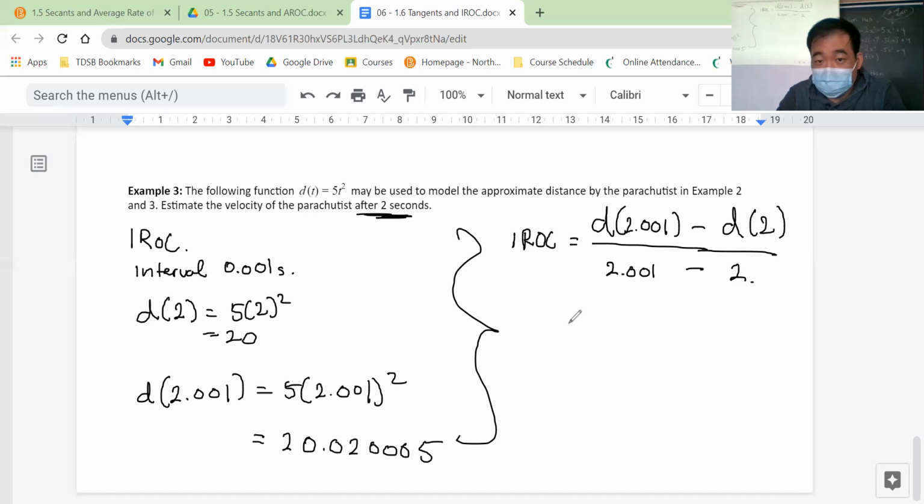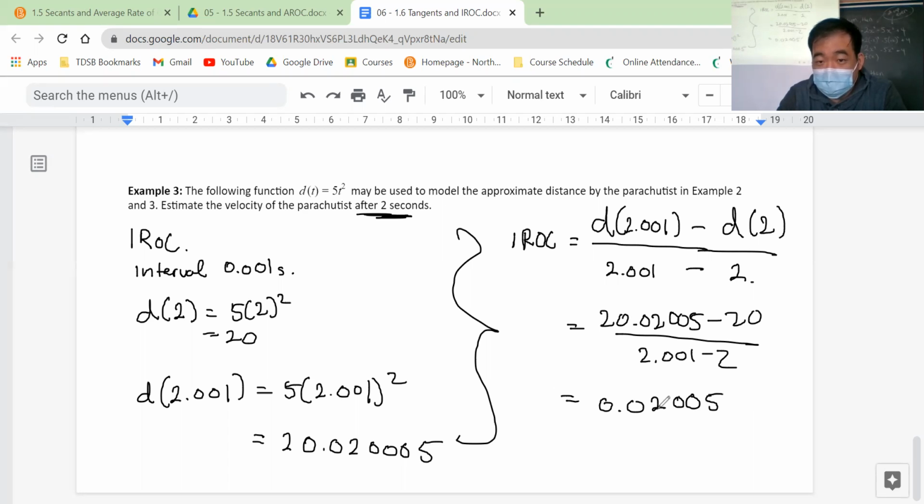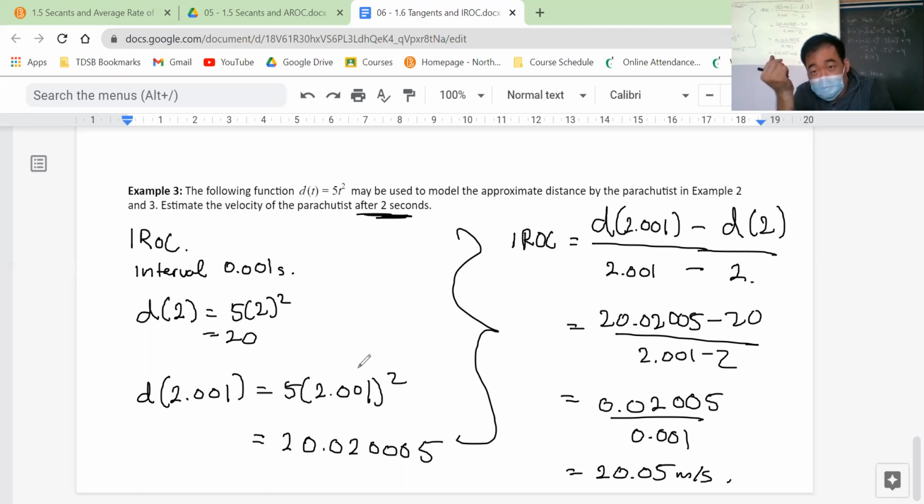That is 20.02005 minus 20 over 2.001 minus 2. This brings us to that over this. Plug that into the calculator, you should get 20.05 meters per second. There it is. So using this formula with the average interval of 0.001 seconds, which is effectively instantaneous, the rate of change is 20.05 meters per second. Well, that's going to help you when you do your rate of change assignment.